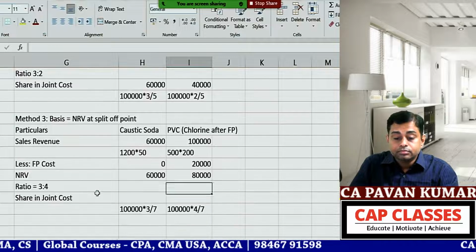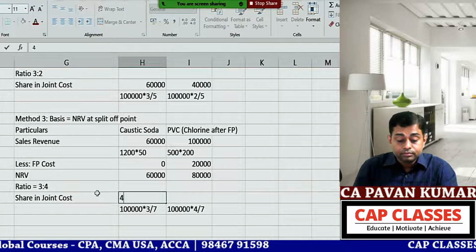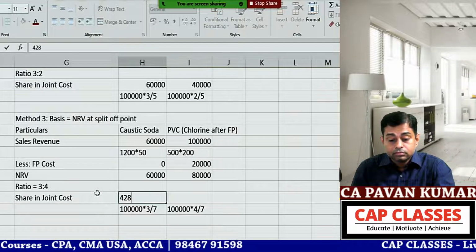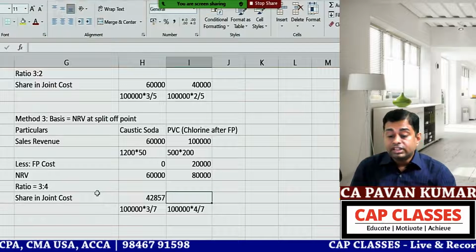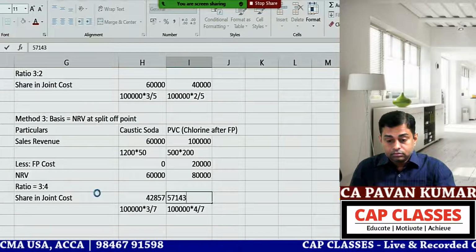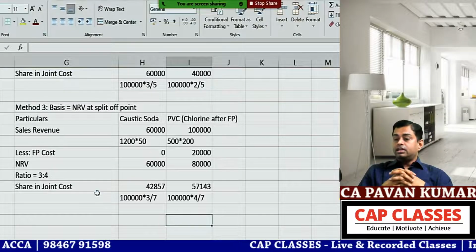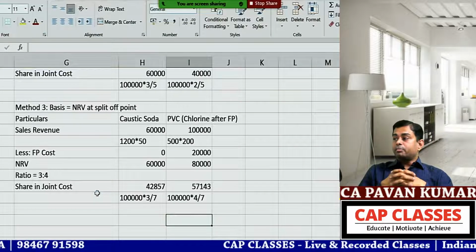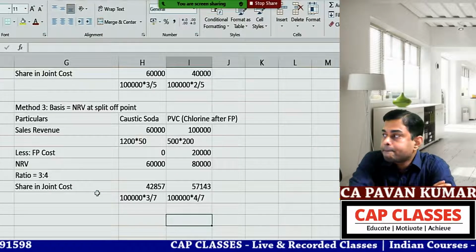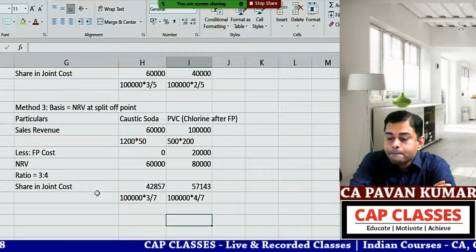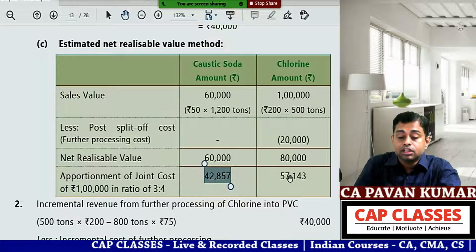Super. One student already told the answer. 42,857 and 57,143. I'm assuming that this is correct. Remaining people, you have to confirm. One student said, so I have copied this answer. Yes, so this is the answer. That's all.